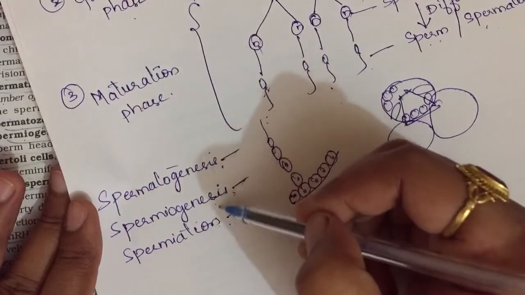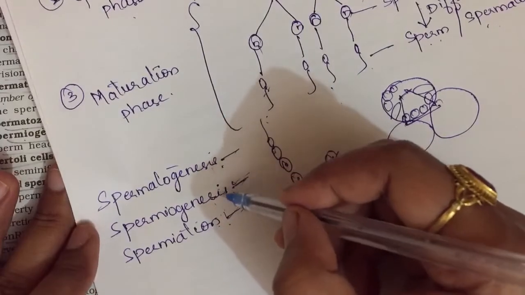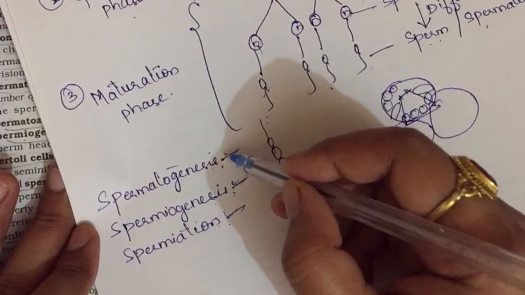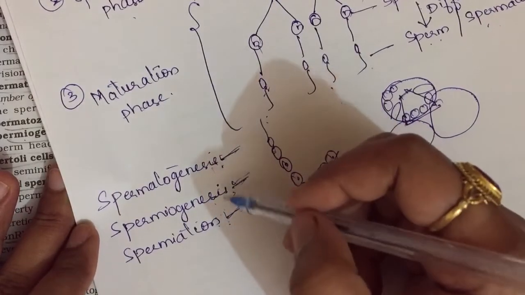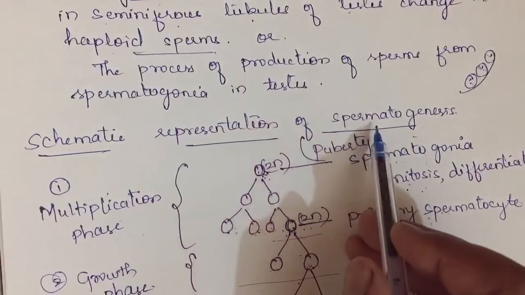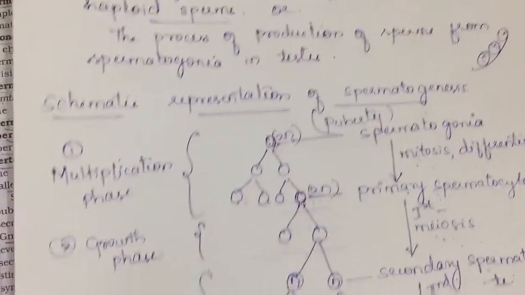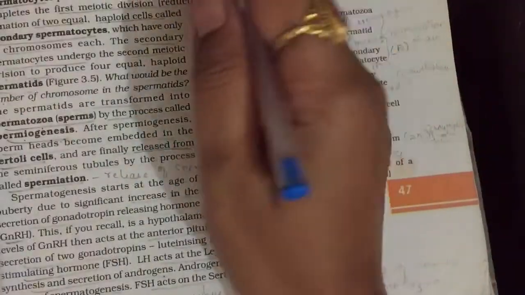All three definitions are there in your textbook, but they are quite confusing, so you have to get clear with these terms. Spermatogenesis has been asked many times. Spermiogenesis and spermiation have not been asked, but this explanation will come under the schematic representation. If they ask to explain the schematic representation of spermatogenesis, you have to draw this diagram completely and explain it. Its explanation is here in your textbook.